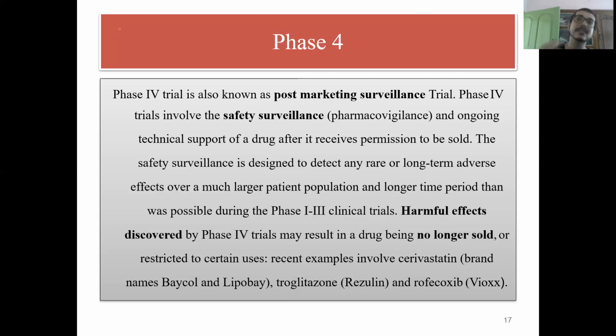And after that, surveillance is also going on, where the volunteers are a large population, so there is no informed consent. There is nothing, because it has already crossed the phase 3 trials. So that is called post-marketing surveillance. After marketing, we are surveilling. If we are doing surveillance and any big issues are found, then the drug will be withdrawn by the researcher group. So this is all about phase 4.